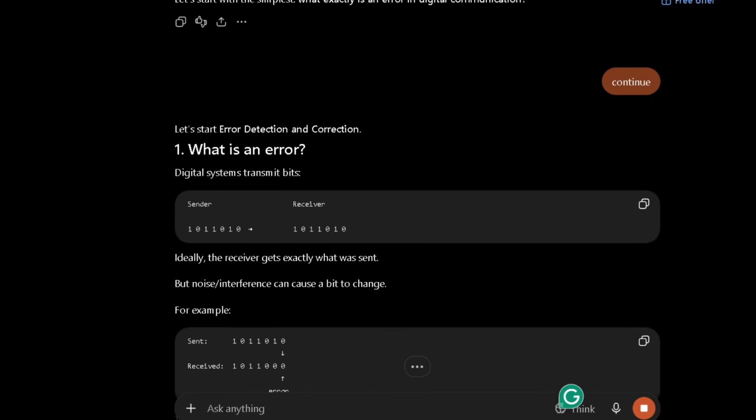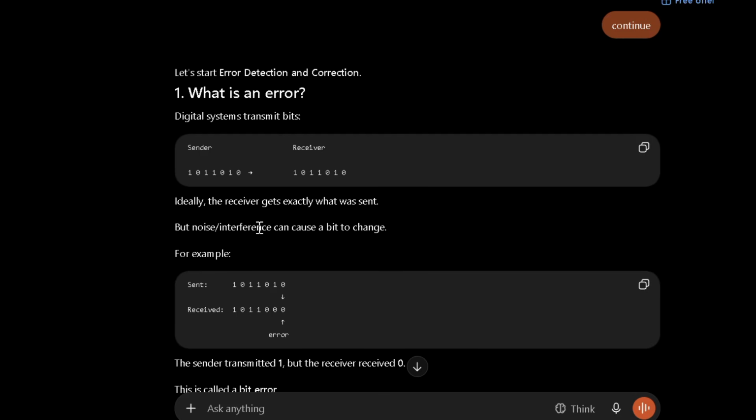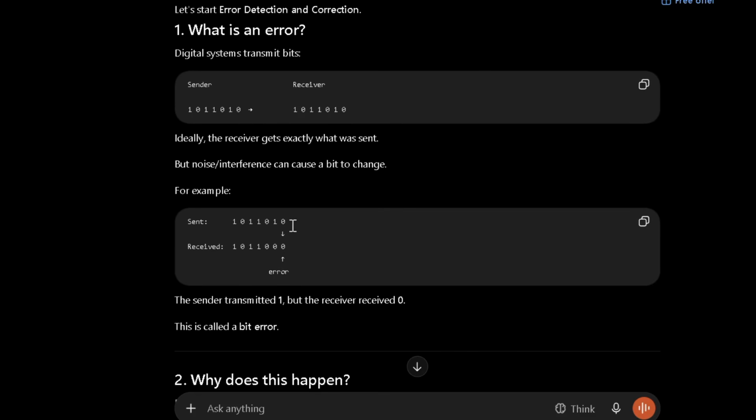What is an error? A digital system transmits bits from sender to receiver. Ideally, the receiver gets exactly what was sent, but noise interference can cause a bit to change. For example, sent this value, received this value. Here we get an error. The sender transmitted 1, but the receiver received 0. This is called a bit error.